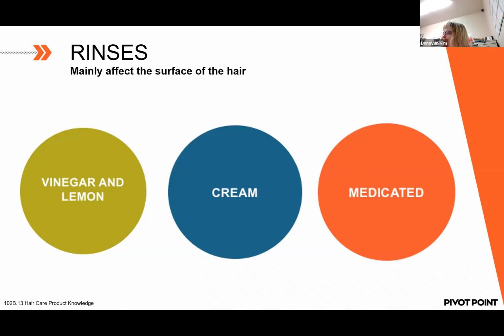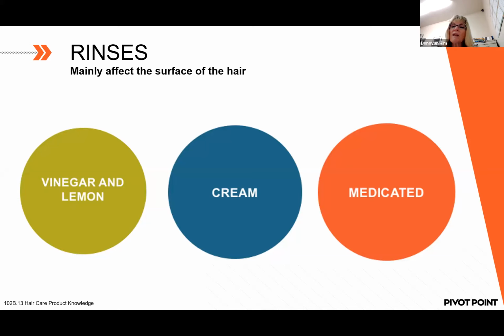Sometimes things can leave a coating on your hair. So the lemon and vinegar doesn't work like a clarifying shampoo, but it does help with the manageability and the luster of your hair. Some rinses can actually detangle the hair, but that's what can cause a buildup. Like a cream rinse, not so great to use unless your hair is really, really hard to comb through, because it can coat the hair.